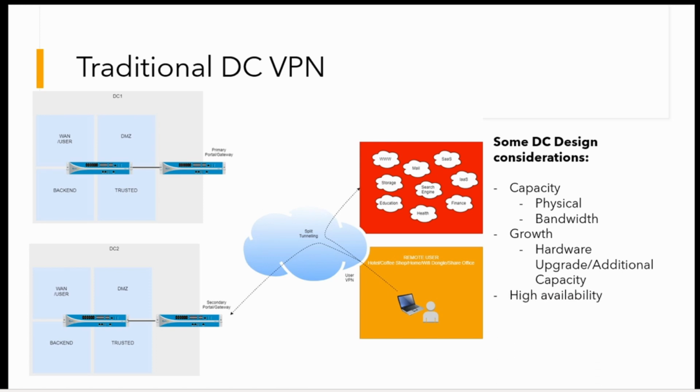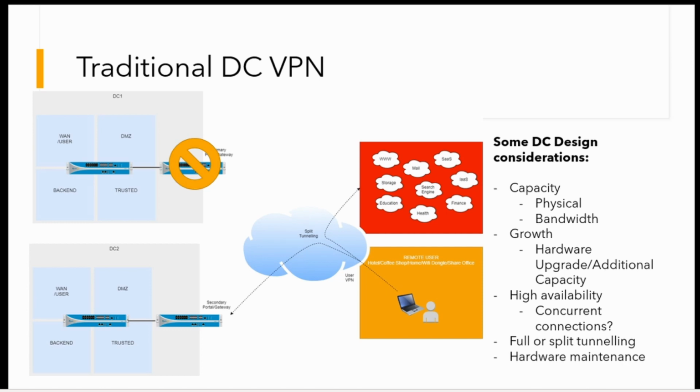You've also got to think about high availability, which changes from your current architecture. The concurrent connection ratio has to be taken into consideration again. If the devices fail at one of your data centers, is your secondary data center able to handle the bandwidth and the concurrent connections? That decision also impacts whether you're going to full tunnel or split tunnel to offload the internet traffic. You also have to think about hardware maintenance for any additional hardware, and factor in the capex and opex costs moving forward.